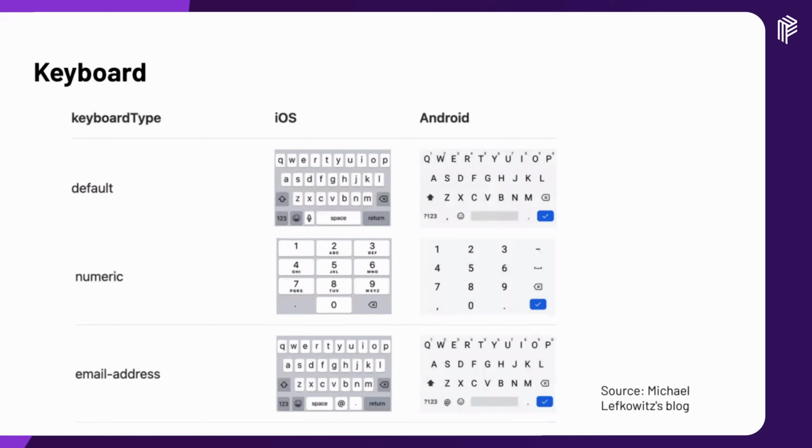So if we use the default, it's going to be the default keyboard. But if we use the numeric one, the right keyboard appears. And it helps a lot for users that need big touch targets, so it saves them time and it makes their life easier. Same for email address, which is another example.